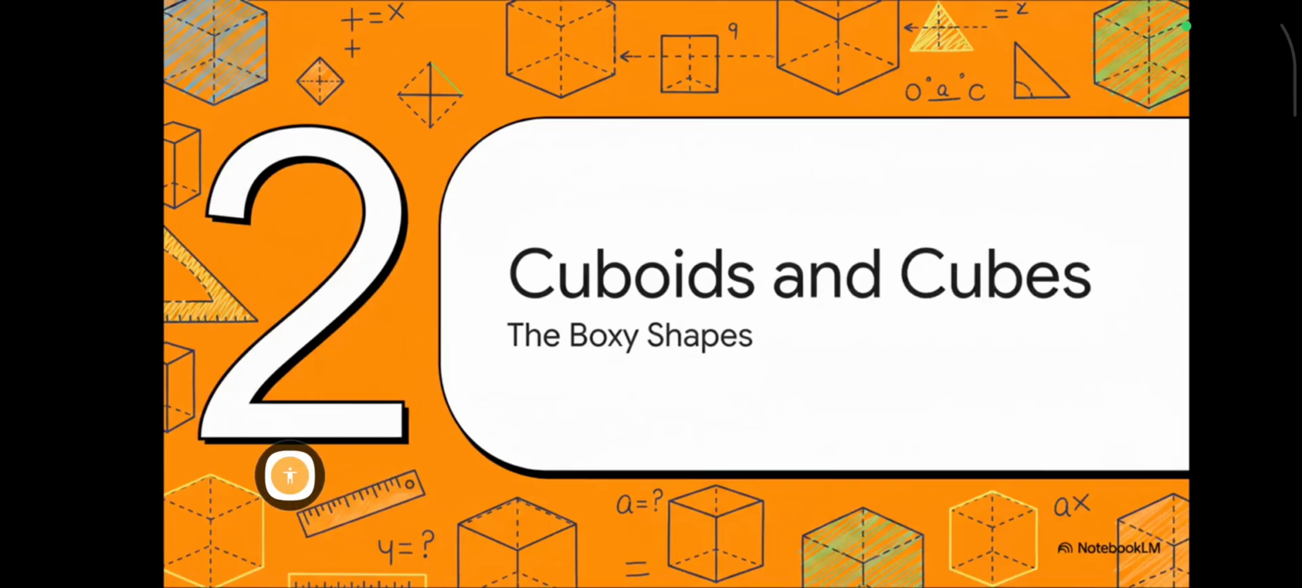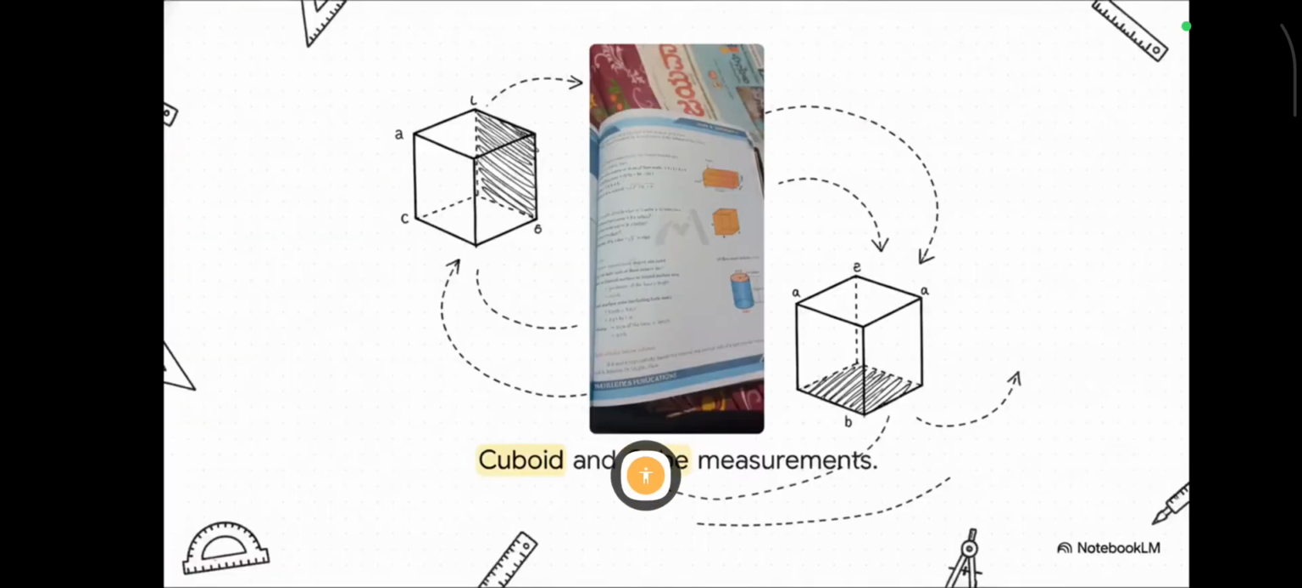Moving on to part 2, cuboids and cubes. Let's talk about the boxy shapes. Take the cuboid, for example. Its vertices, faces, and edges are all defined by length, breadth, and height. Now, if you make every single edge completely identical, boom, you lock into a perfect cube.